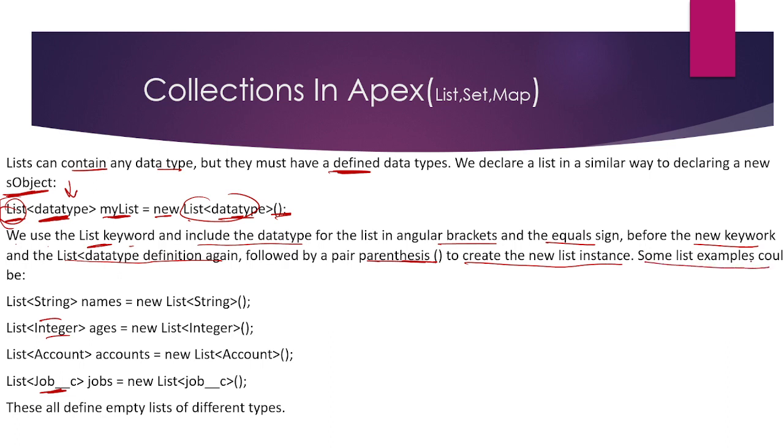Some list examples: list of string names equals new list of string, this is an example. List of integer ages equals new list of integer followed by parentheses. List of accounts equals new list of account followed by parentheses, this is a standard object. Now list of jobs, this is a custom object, Jobs underscore c, new list of jobs. All of these are defined lists of different types.